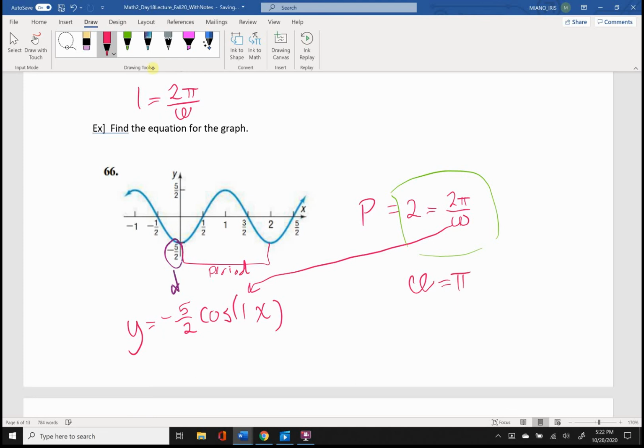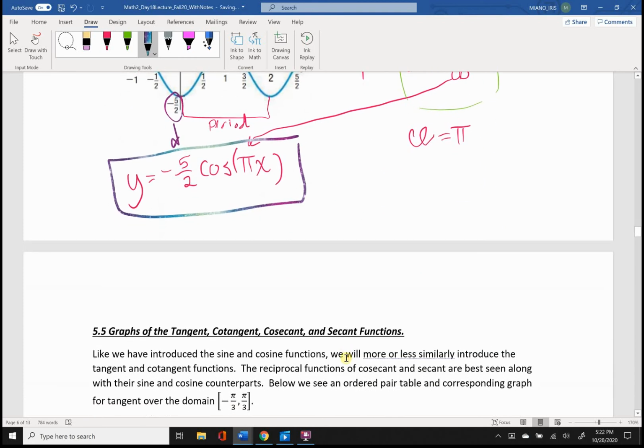So that'll be having an equation of y equals negative 5/2 cosine of pi x. Cool. And that is our first section. Two more to go.